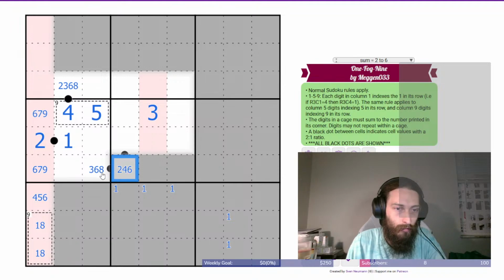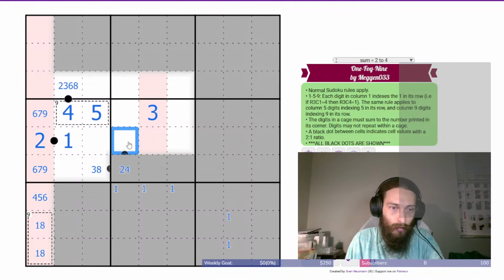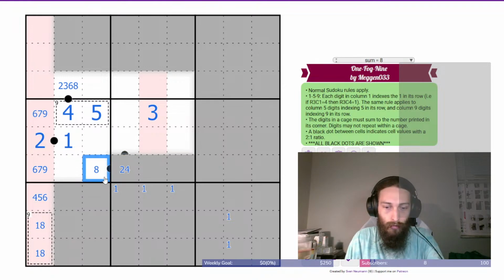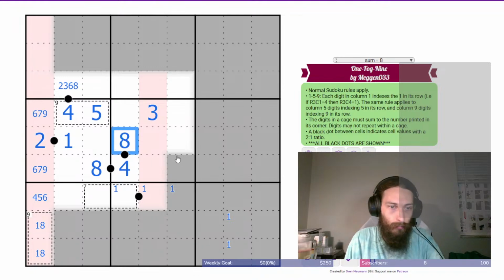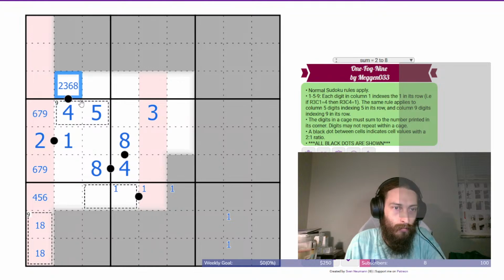So this isn't a 6. And now this can't be a 6 either, because that would be a 3. That's not, so that's 8. Makes that a 4. And this could be an 8. It can't be a 2, so it has to be an 8. The Kropki dot between box 1 and 4 is either 2 or 8.